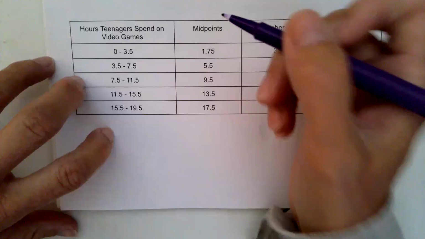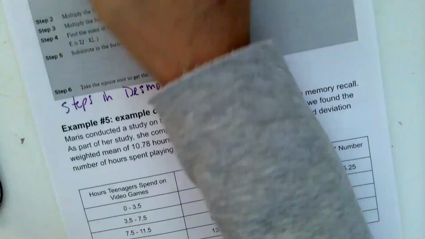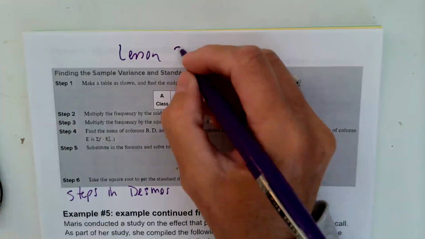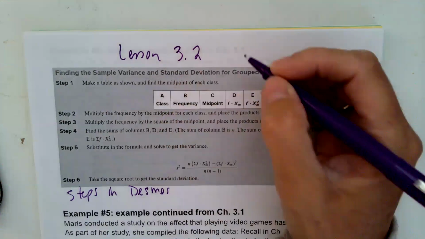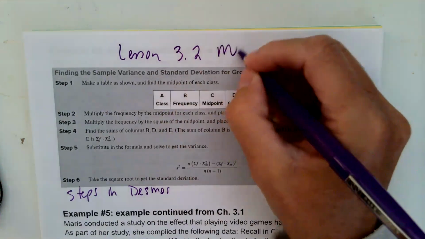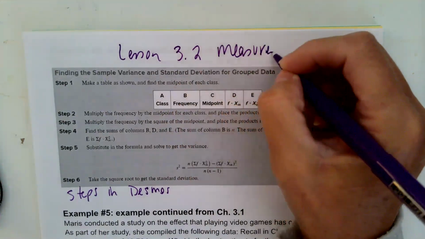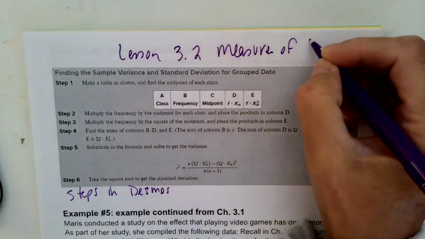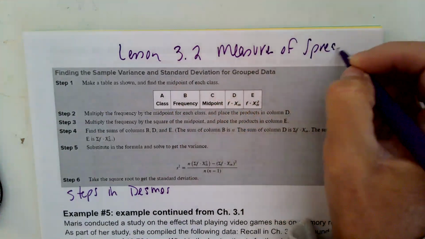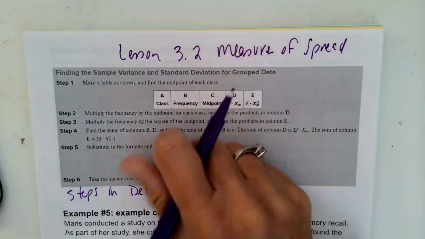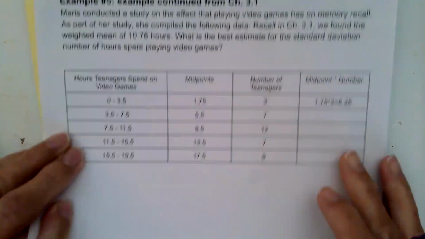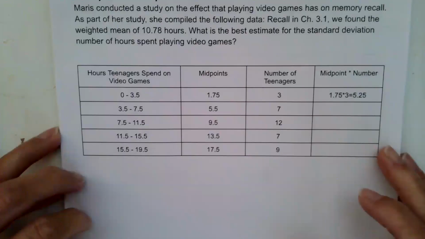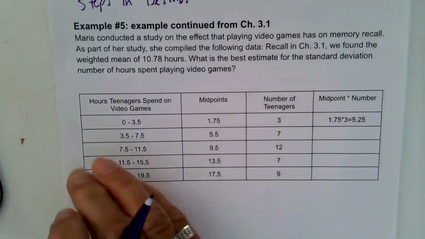We're still in lesson 3.2, chapter 3.2. We're looking at measures of spread. And we had just learned about variance and standard deviation. And now I'd like to extend that to grouped data.